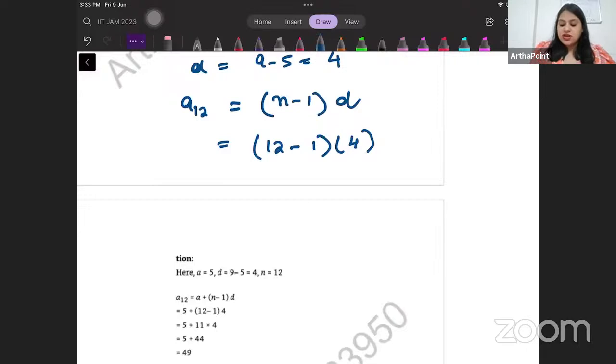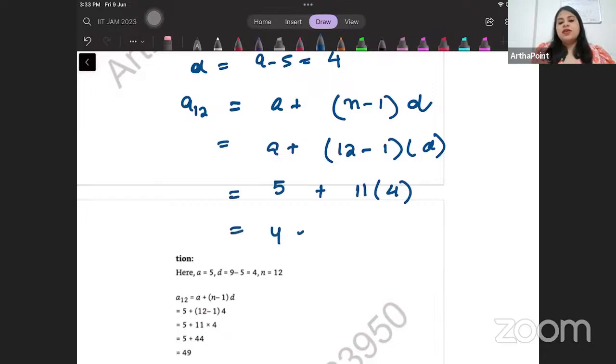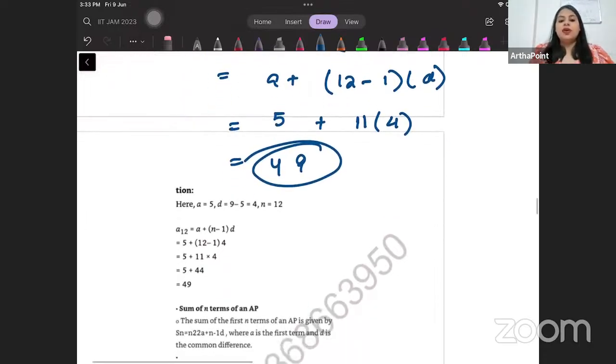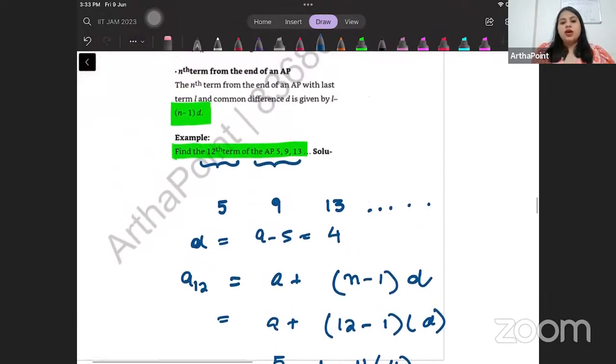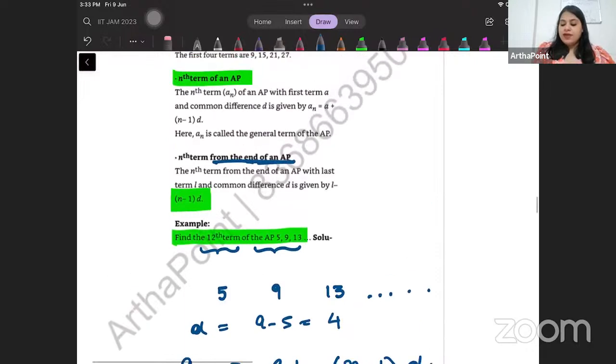Achha, sorry, I just did not add a here. A plus n minus 1 into d. So this will be 11 into 4 plus the first term. The first term was 5. So the 12th term will be 49. That will be your 12th term. This is the formula of your nth term of the AP, a plus n minus 1 into d.